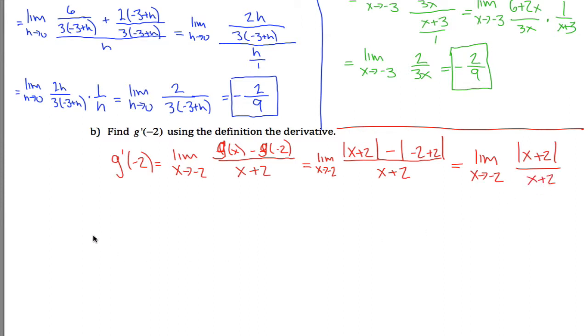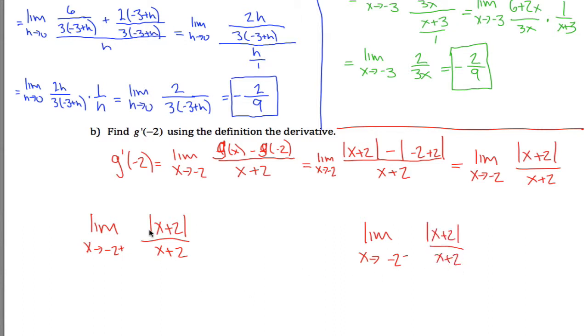The way you evaluate this limit is, anytime you have an absolute value sign, you look at the limit when you come from the right side of that mess, and you look at the limit when you come from the left side of that mess.